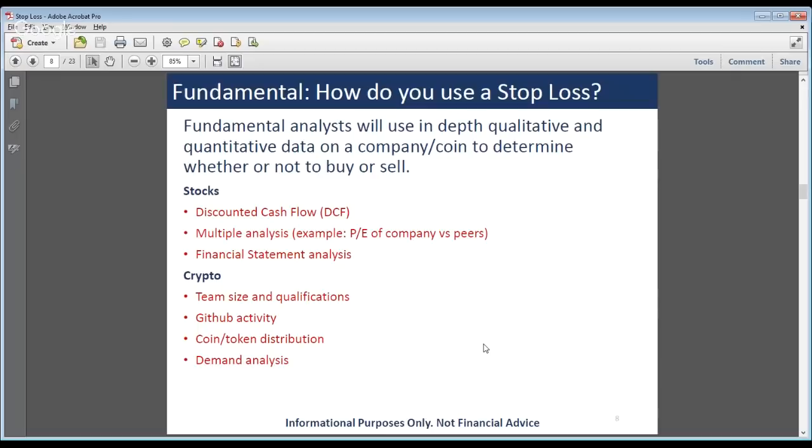What about crypto? That's a little bit more challenging, at least these days. But you can look at things like team size, qualifications, GitHub activity, maybe their coin or token distribution, demand analysis, as in does it have enterprise use, adoption, mainnet, testnet, things like that.